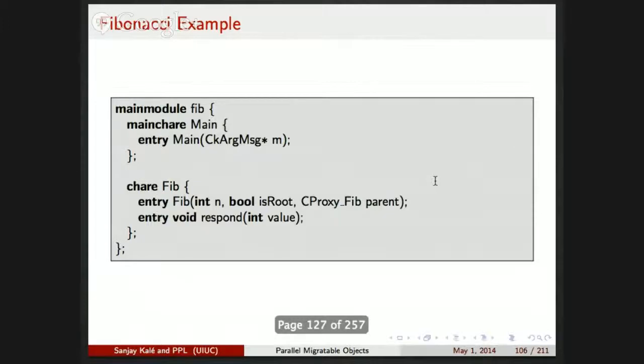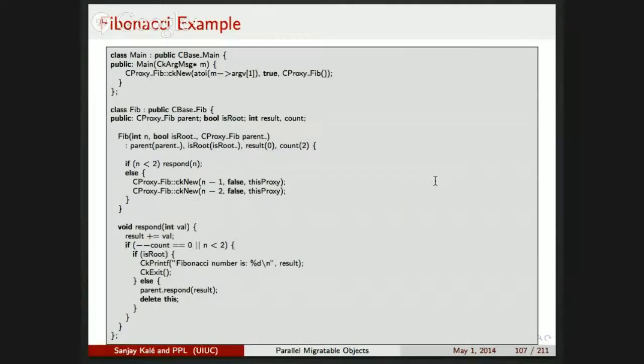So in this case, again, we have the same CI file. We just have our Fibonacci constructor, where again it takes the number it's computing, whether or not it's the root, and the location to send its results. And we have our entry method for responding with a value. And now we're going to define this in terms of SDAG. This is the original.